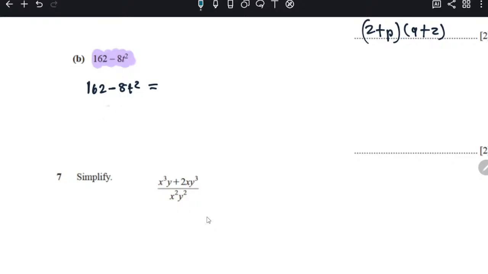So this is basic factorization here. You look for a number which is common on the two things. It looks like it's going to be 8. Can I say 162 divided by 8? No, you really can't. Can you say 162 divided by 4? Again, you really can't. Can you say 162 divided by 2? Yes, you can. So you're going to bring 2 out. 162 divided by 2 is 81. Minus 8 divided by 2 is 4. Then there is nothing to divide t squared, so it still comes as t squared.